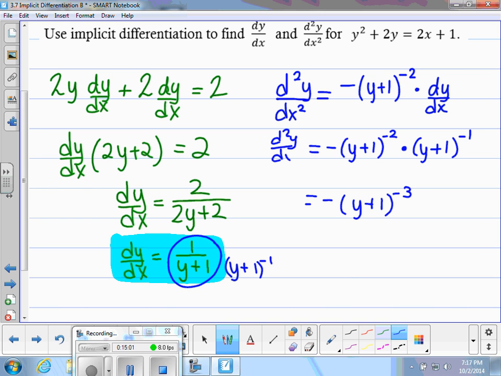And I guess I could write this stuff down, right? So notice how this is different than anything we've done before, because you actually do have to plug in the dy/dx, because I already know what it is. Okay, and this is my answer. You can rewrite that if you like as -1 over (y + 1) cubed. Same thing.